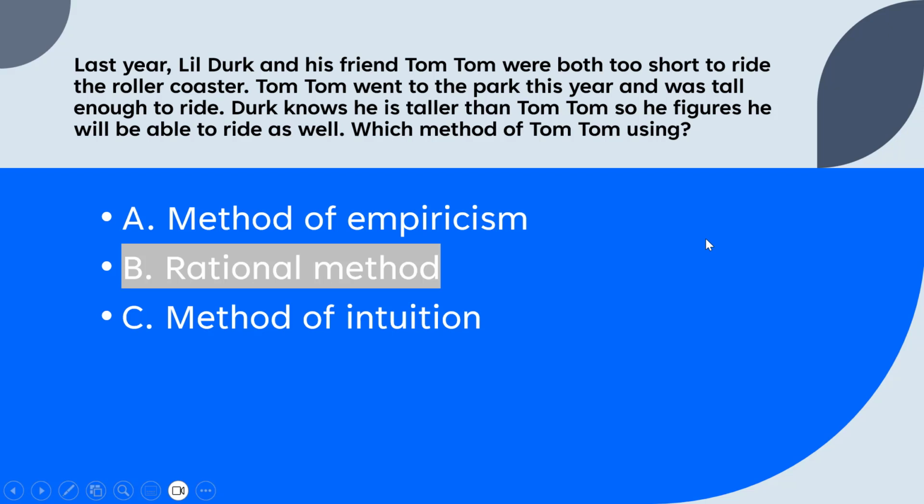If you selected the rational method, you are correct. There were two premise statements that Tom Tom viewed as fact. Dirk can ride the ride right now, and Tom Tom is taller than Dirk. These two premise statements allowed him to form a third fact, that fact being that he could ride the ride as well.